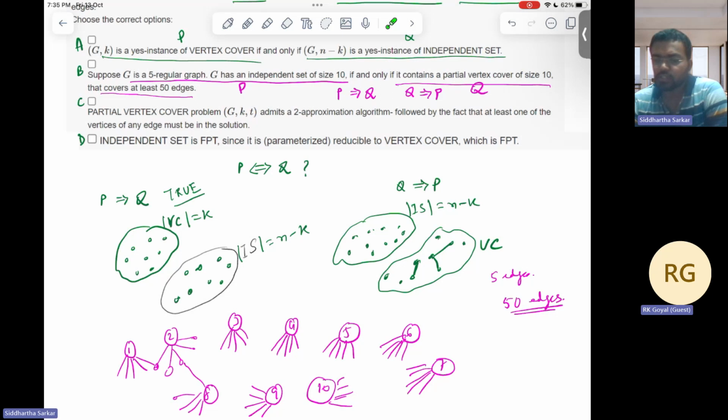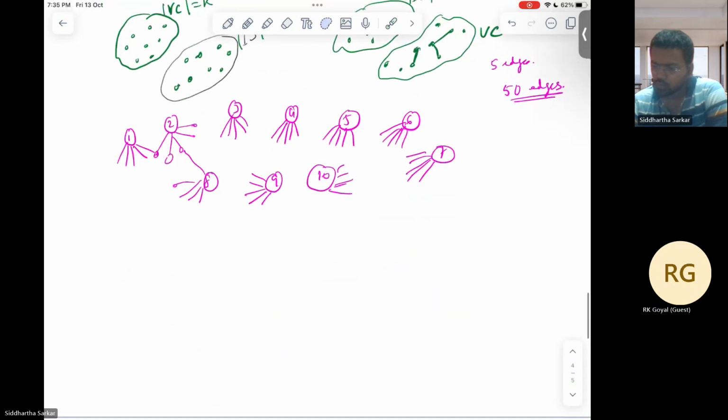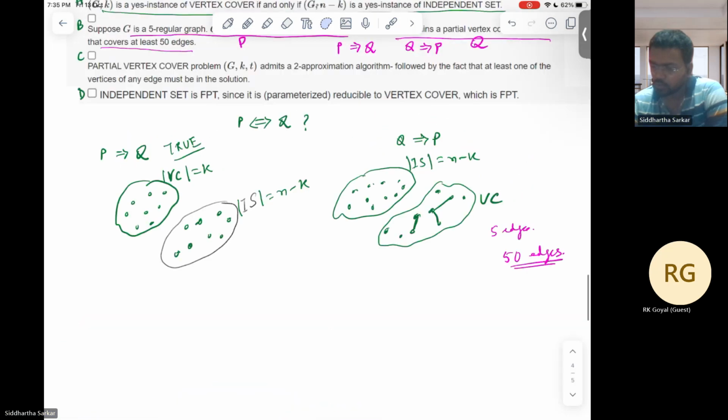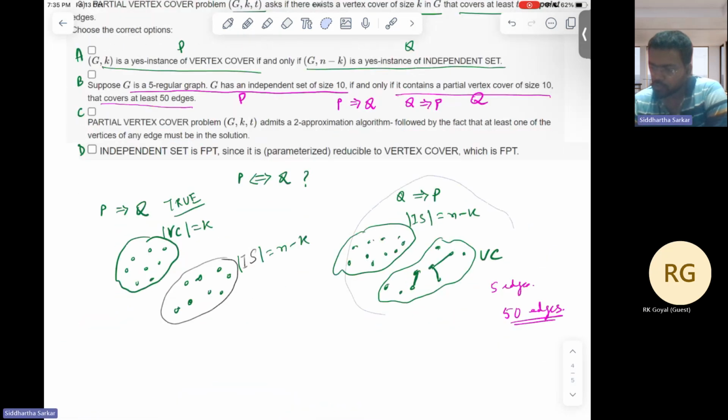So you understand what is the two approximation? Yes. Last time we discussed that. If we cannot find the exact solution, then we would get something which is double of the optimal solution, in case of minimization problems. Let's try to do this. I'll push this down and make some space.